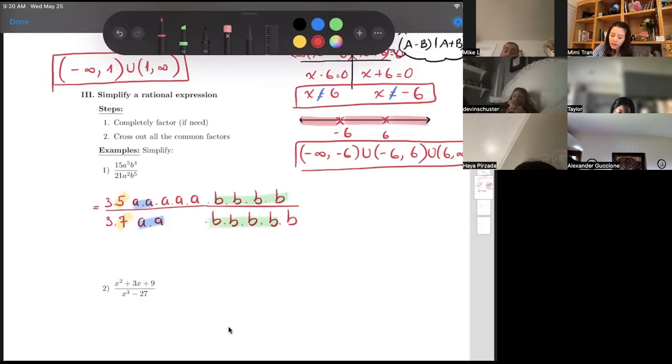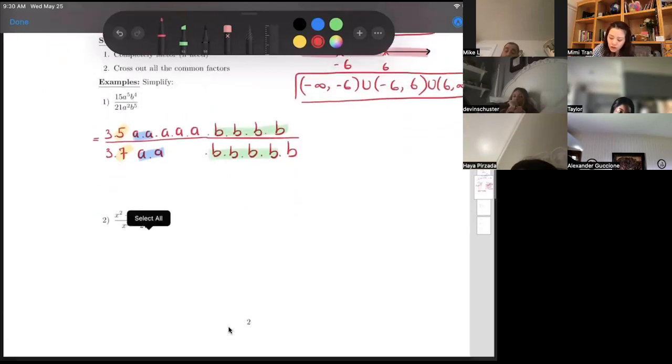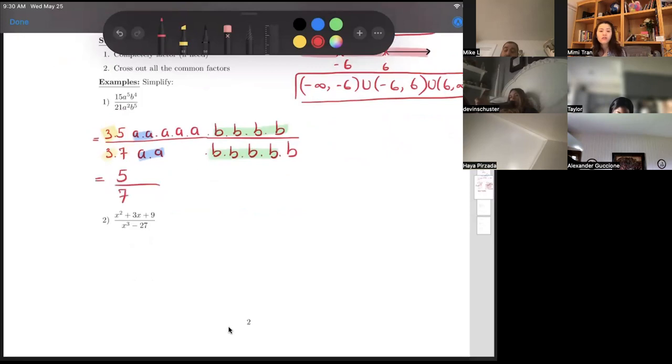So what's left? Oh, I don't know why I crossed out 5 and 7, my bad. I should have crossed out 3. So on the top, for the constant, what's left is 5 and 7, right? For the a, what is that? A times a times a, that's a cubed, right? So a cubed on the top. And for the b, there's 1 b left in the bottom. And that will be your final answer.